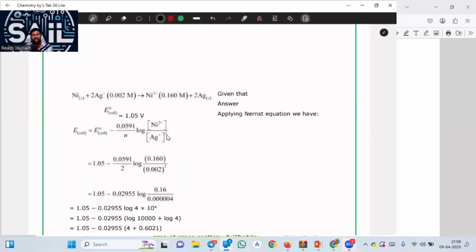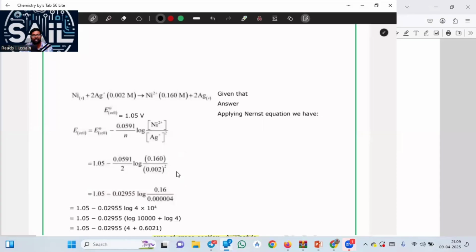Why do we have to write square here? Because 2 Ag⁺ is given, 2. If it is 3 Ag⁺, then we have to write cube here. Okay. What is the Ni²⁺ concentration? Ni²⁺ concentration is 0.1016, divided by Ag⁺ concentration 0.002 squared. Why? Because 2 moles are there, so square.